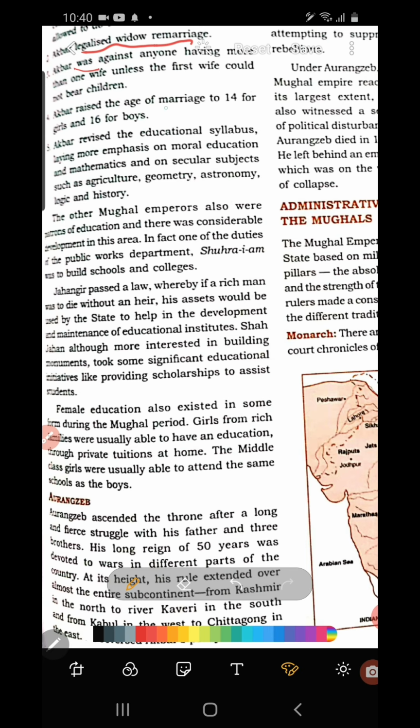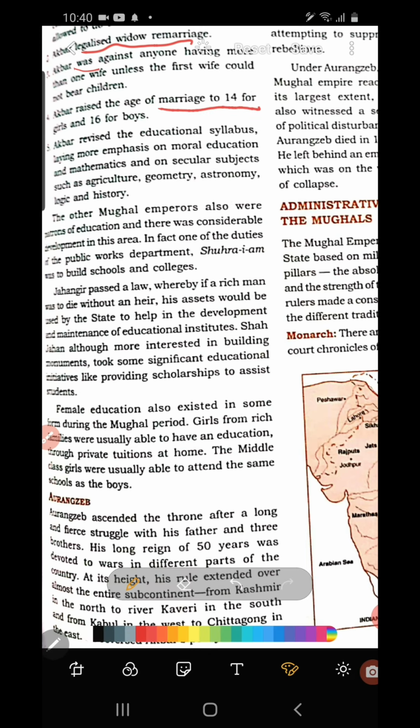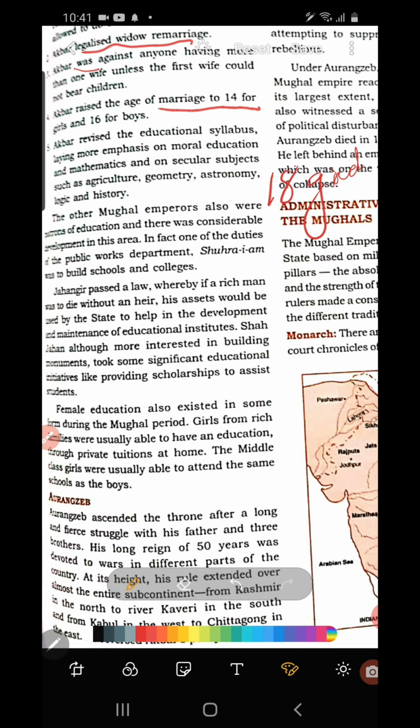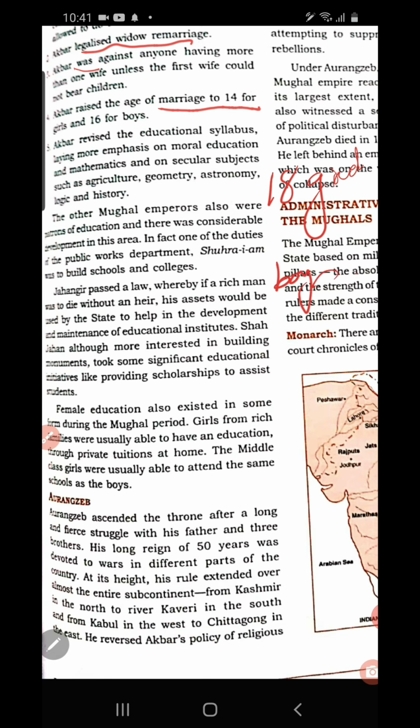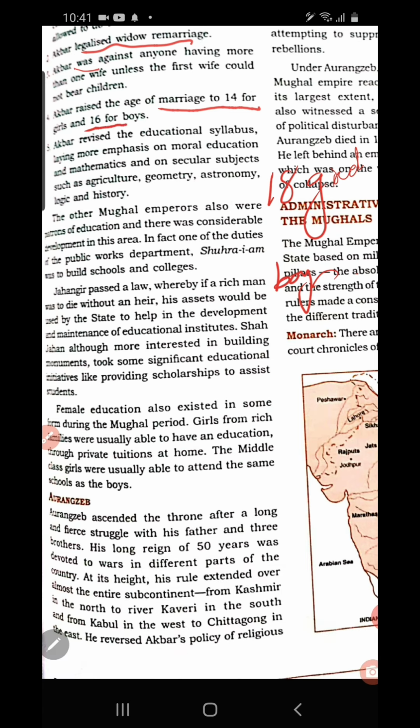Then he also raised the marriage age to 14. Girls used to get married at the age of 10, 11, very small. They are incapable of leading a married life. So he raised the age up to 14. Presently it is up to 18 according to the present government rule, for girls 18 and for boys I think 20 or 22. You have to look into it. So 14 for girls and for boys up to 16.